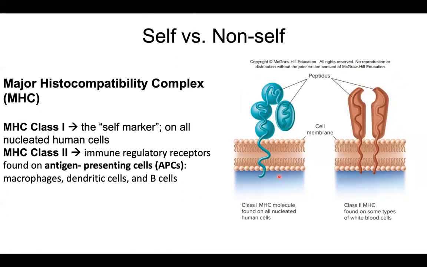All right, so if you're an antigen presenting cell, you will carry both of these. If you're a mature red blood cell, you won't have any of these. If you're a liver cell, you'll have an MHC1 molecule. If you're a toenail producing cell, you're going to have an MHC class 1 on your surface.